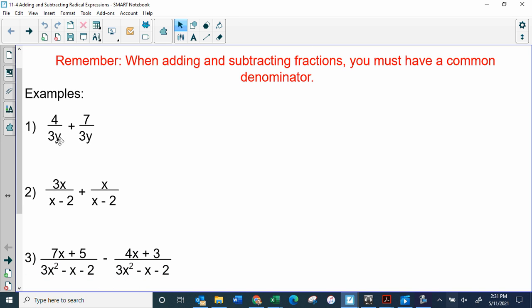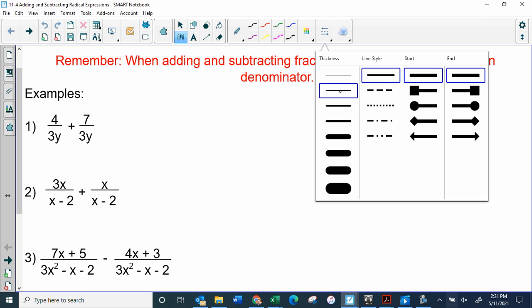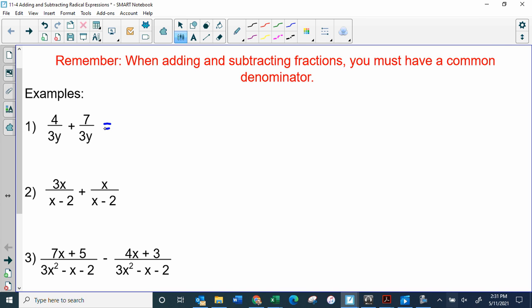So 4 over 3y plus 7 over 3y, those already have a common denominator. So we're just going to simply add the numerators and keep the denominator the same. So let's see what that will look like. Remember, when you're adding or subtracting fractions, common denominator, then you add or subtract the numerators and keep the denominator the same. 11 and 3 don't have any common factors besides 1, so that would be your answer.